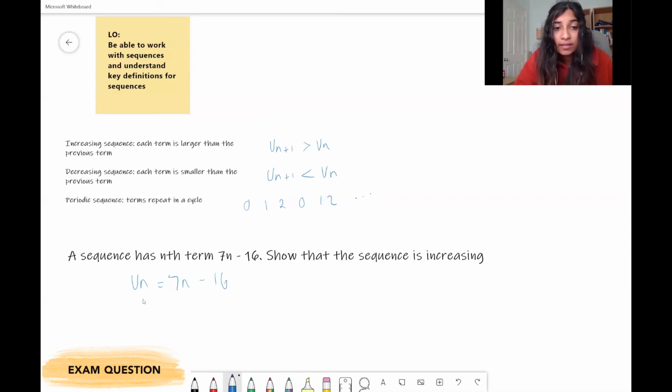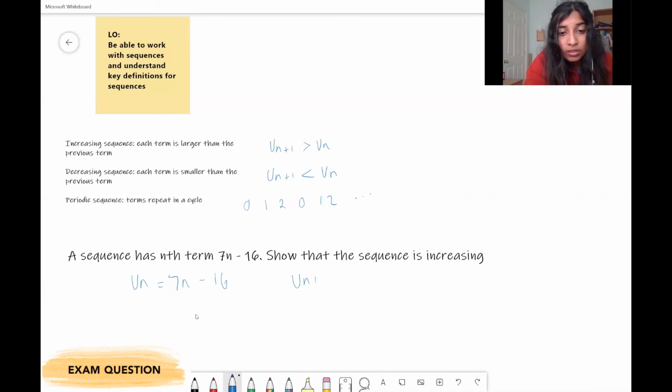Because n is just the nth term, that's how you can write out the nth term of a sequence. And then we want to show that the sequence is increasing. So all we want to show, using this definition, is that u_n+1 is greater than u_n. To do this, we want to figure out what u_n+1 is.